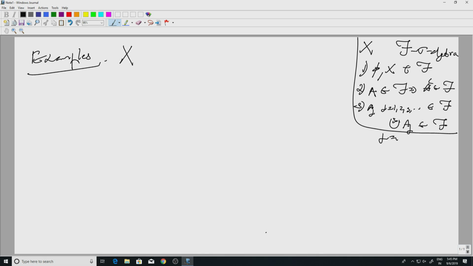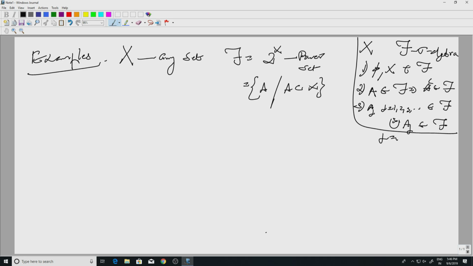Let us take X to be any set and script F to be the power set. What is the power set? This is all subsets of X. Okay. So, that is generally denoted by 2 to the X. Then clearly script F is a sigma algebra, right.